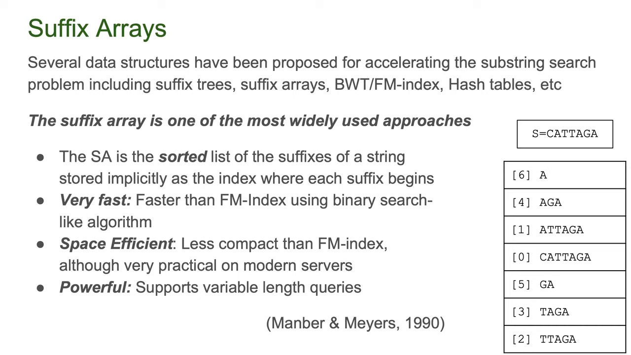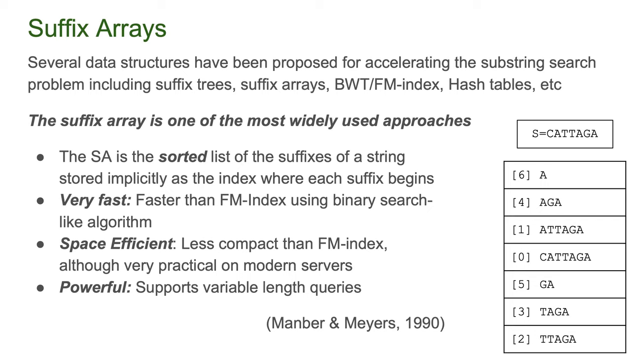The basis of the suffix array is to, from your reference collection, extract, or at least implicitly extract, every possible suffix. So a suffix is a substring that goes to the very end of the word. Extract every possible suffix and then arrange them into lexicographically sorted order. So this is very much like taking all the words in a book and then writing them out in dictionary order.